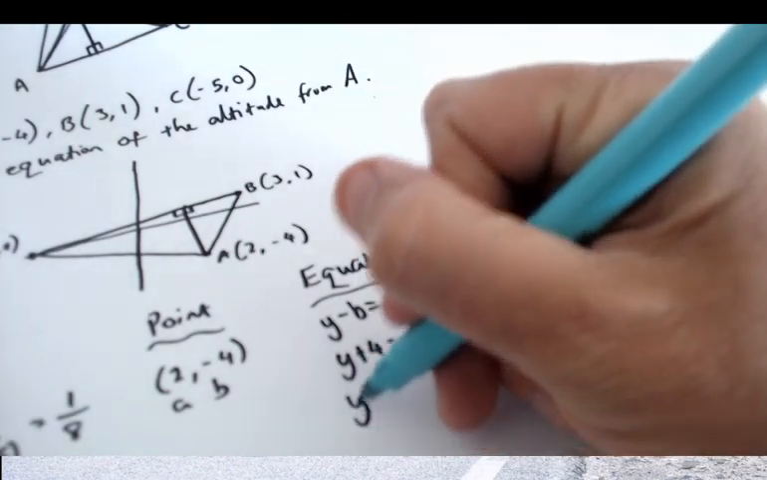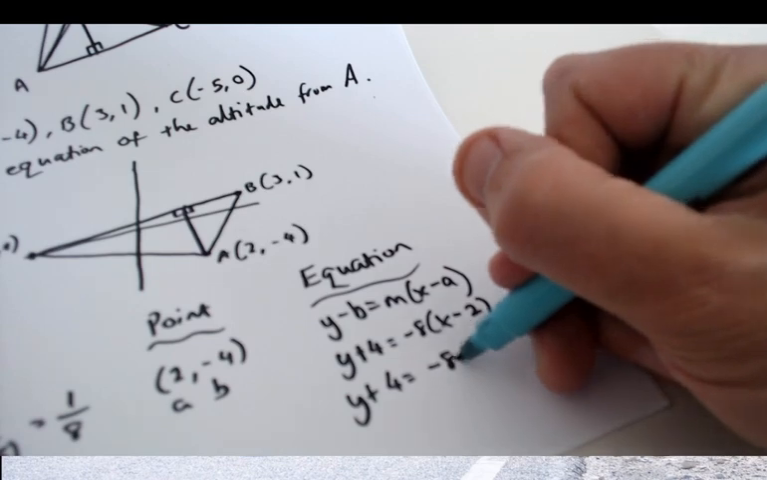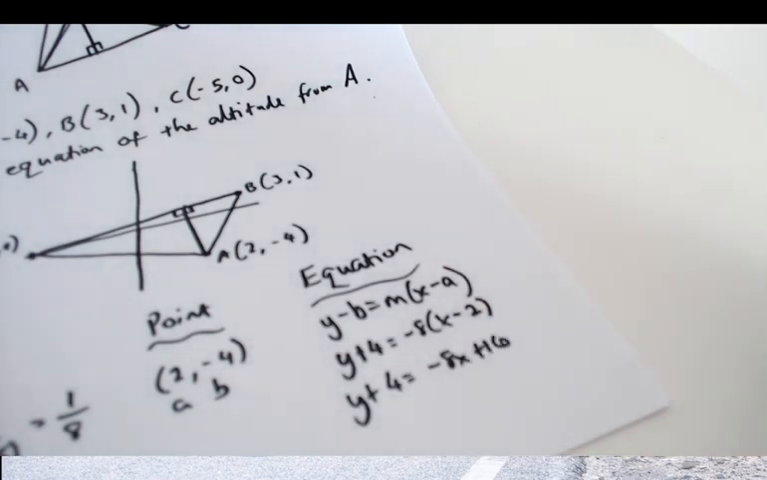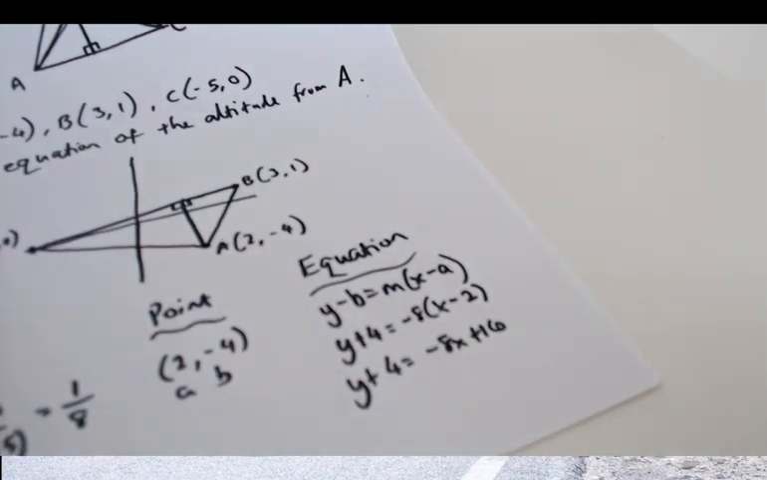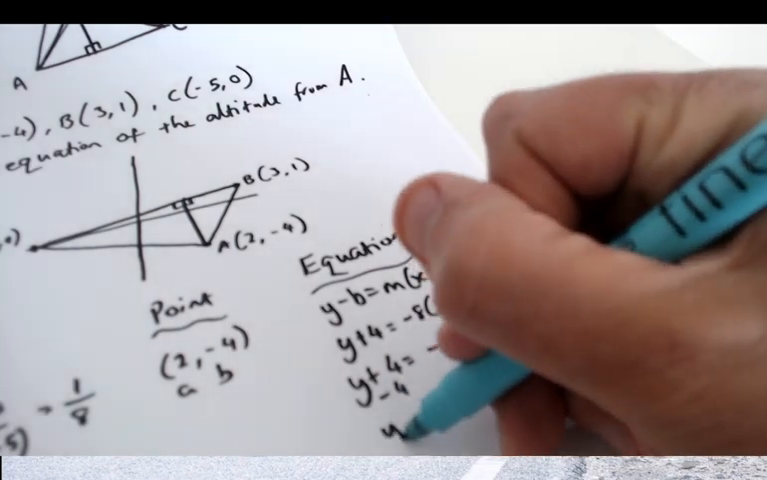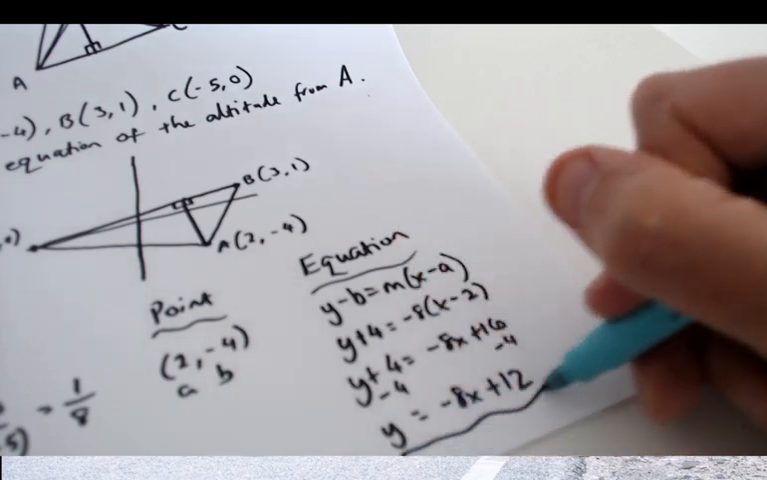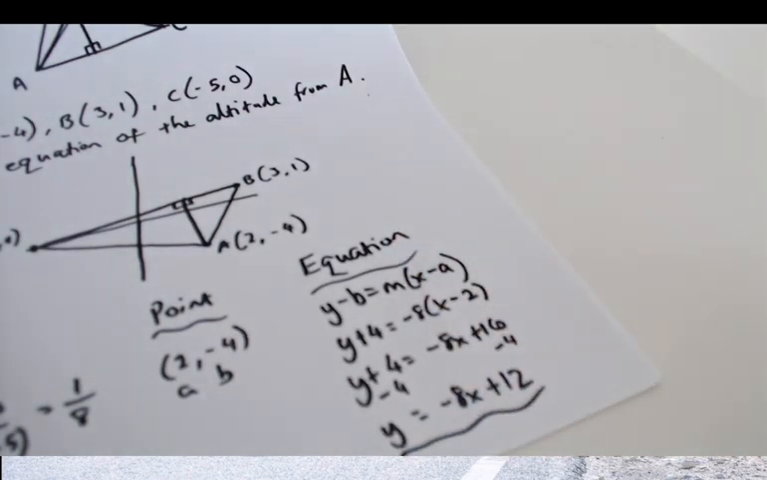Multiply out the bracket. Minus 8 times minus 2. Remember, do not let basic negative numbers work from first year stop you from doing higher maths. Be careful where your negative numbers work. Take 4 off both sides. y equals minus 8x add 12. Job done. You've just worked out your first altitude.